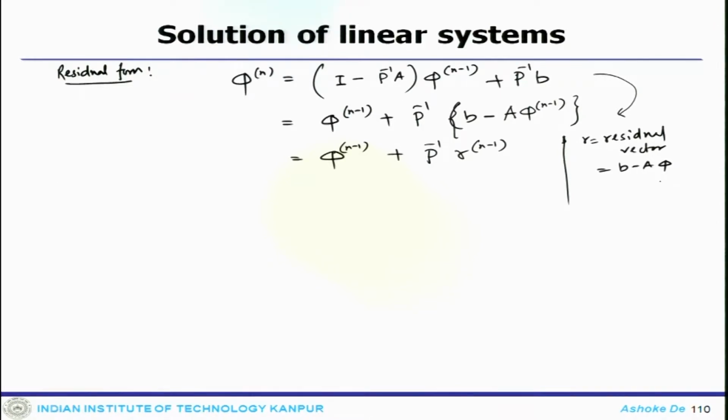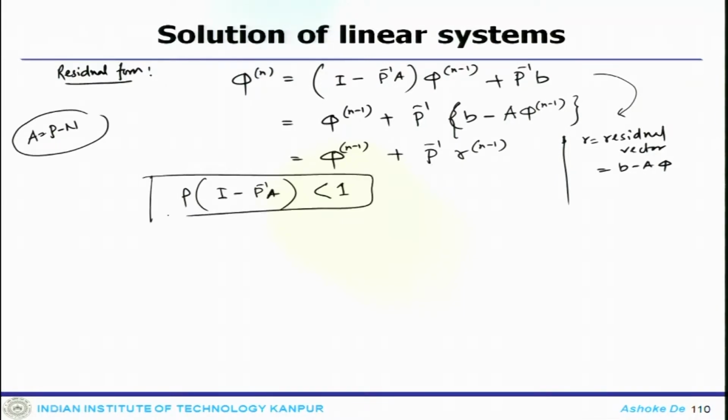Now, from this equation one can see that the iterative procedure is just a fixed point iteration on a preconditioned system associated with the decomposition where A equals P minus N, where the spectral radius of I minus P inverse A must be less than 1. So, this is the property one has to satisfy.